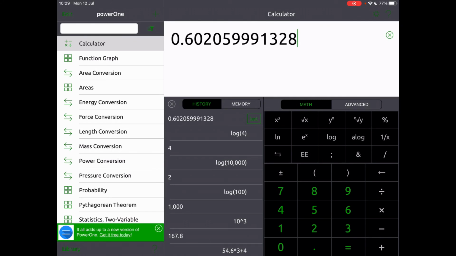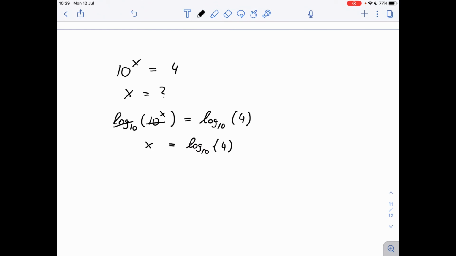0.602, and we see it's a very long number. Actually, it is not an integer, as you obviously see. It is an irrational number, and we just simply go for, let's say, 3 decimal points. So this equals 0.602. So in this case, our x, our unknown, is 0.602, which also means that 10 to the power of 0.602 gives roughly around 4.